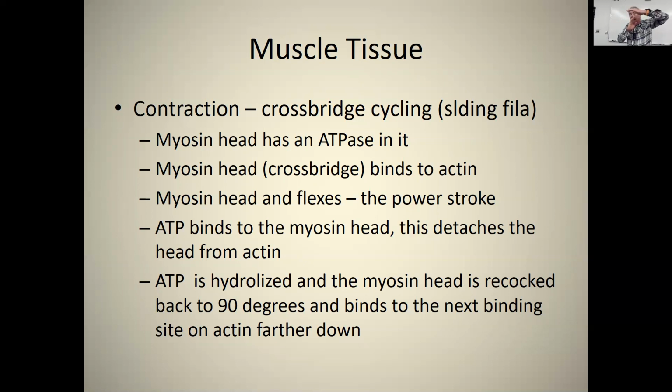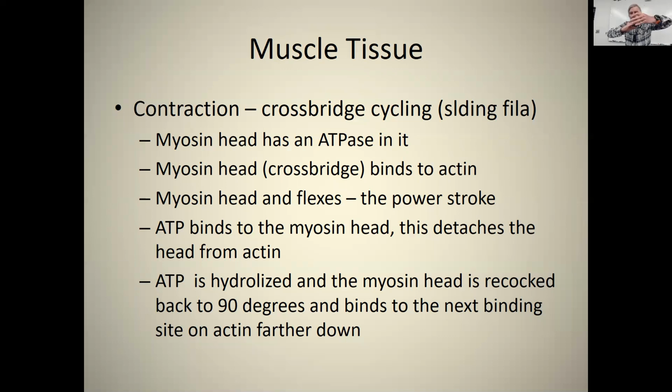Okay, and then after the power stroke. So the power stroke is after the cross bridge. Well, the myosin head is often called a cross bridge. It attaches to actin, it switches from 90 to like 45 degrees, and then ATP comes along and binds to the myosin head to detach it from actin. Then ATP is hydrolyzed. The myosin head has an ATPase in it, which hydrolyzes ATP.